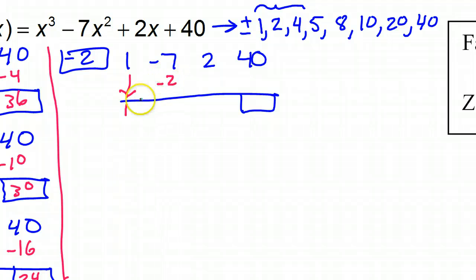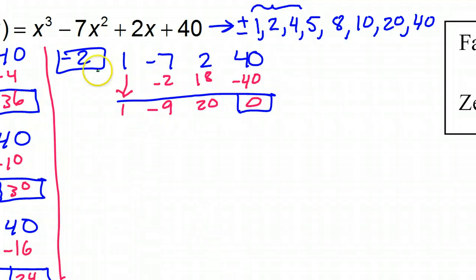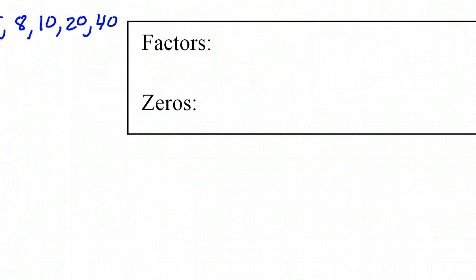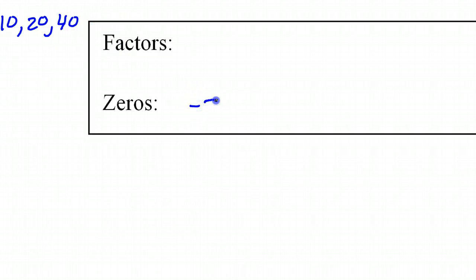Okay, so that's going to be negative 2. That's going to be negative 9. It's going to be 18. That's going to be 20. 20 times negative 2 is negative 40. Finally, on our 4th try, we found one. Okay, so negative 2 is a 0. Let's write that down immediately. Negative 2 is a 0, which means we have a factor of x plus 2.